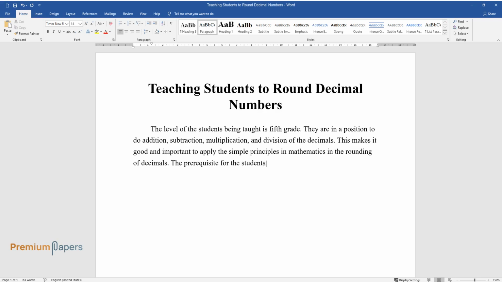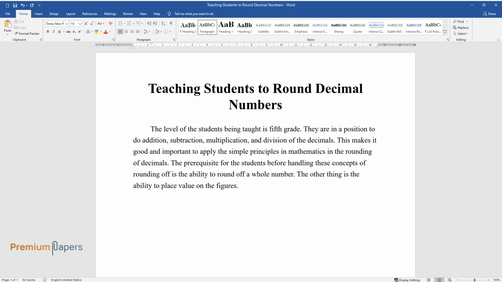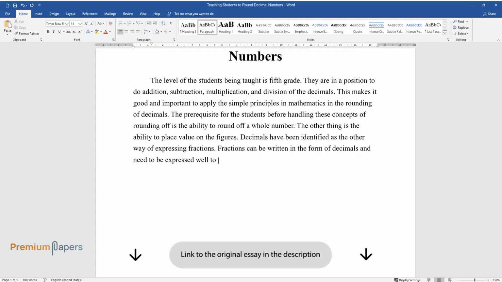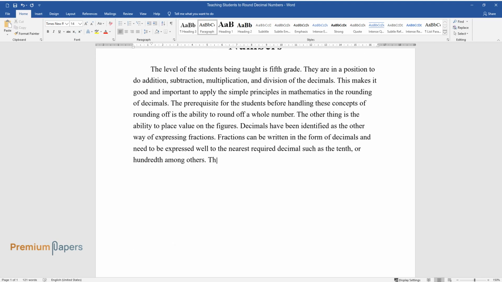The prerequisite for the students before handling these concepts of rounding off is the ability to round off a whole number. The other thing is the ability to place value on the figures. Decimals have been identified as the other way of expressing fractions. Fractions can be written in the form of decimals and need to be expressed well to the nearest required decimal, such as the 10th or 100th among others.